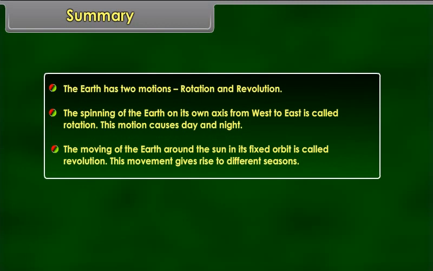Summary: the earth has two motions, rotation and revolution. The spinning of the earth on its own axis from west to east is called rotation. This motion causes day and night. The moving of the earth around the sun in its fixed orbit is called revolution. This movement gives rise to different seasons.